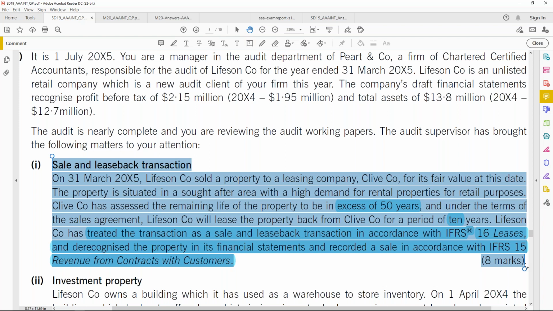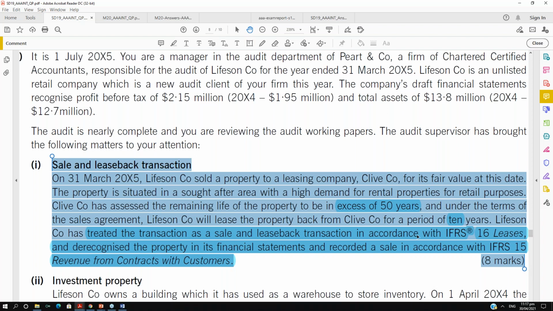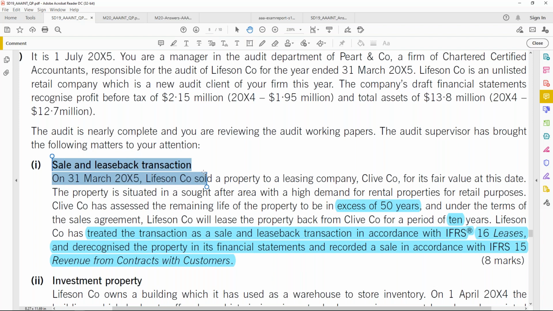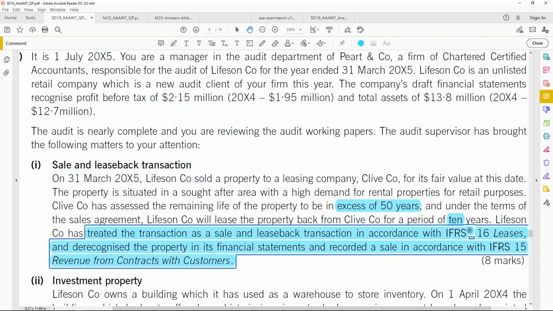So when you are commenting on the methods of sale and lease back, will you gain marks for materiality? No value, right? But when you are commenting on the accounting treatment of sales and lease back transaction, I'm just giving you a clue. Is the examiner talking about IFRS 16 and IFRS 15 in the last 2 lines? Yes. Is there a clue?